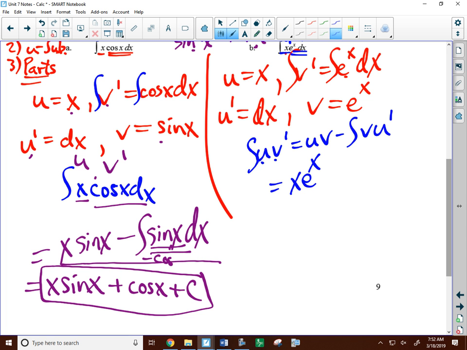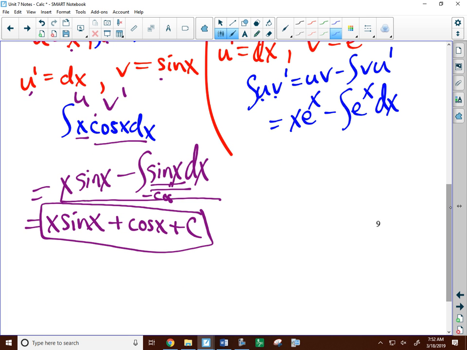See how this one kind of starts off the same as the last one, like x sine x. Just x, and v is basically the same. x e to the x minus the integral of v, which is e to the x, and u prime is dx. This was very similar to the last one. So it broke it down into an integral that we can now compute here. Just the integral of e to the x dx. So I bring this down, x e to the x minus the integral of e to the x dx is e to the x plus c.